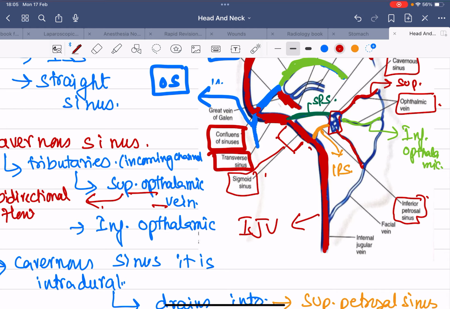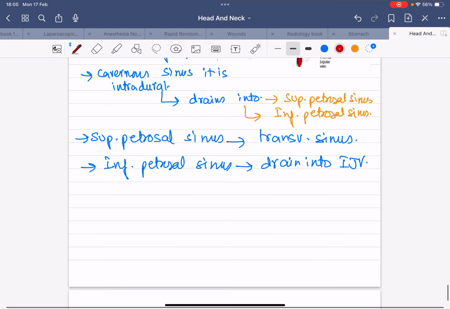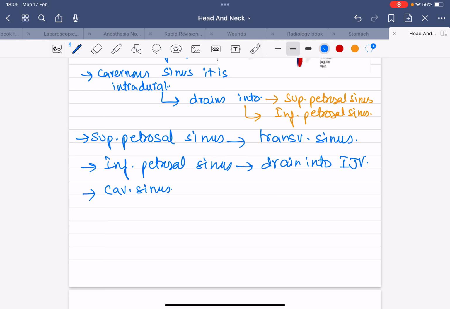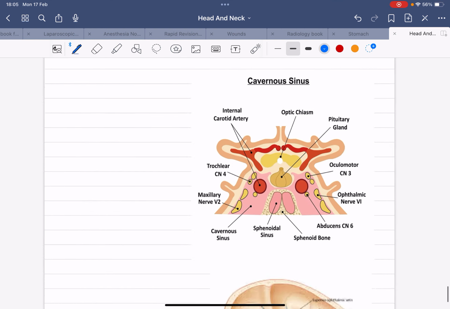But please remember, the cavernous sinus also drains into your deep facial vein. So that is one more, you can say a third draining channel. The cavernous sinus drains into your deep facial vein, and from the deep facial vein it goes into your facial vein. So this is your whole picture of the dural venous sinuses.